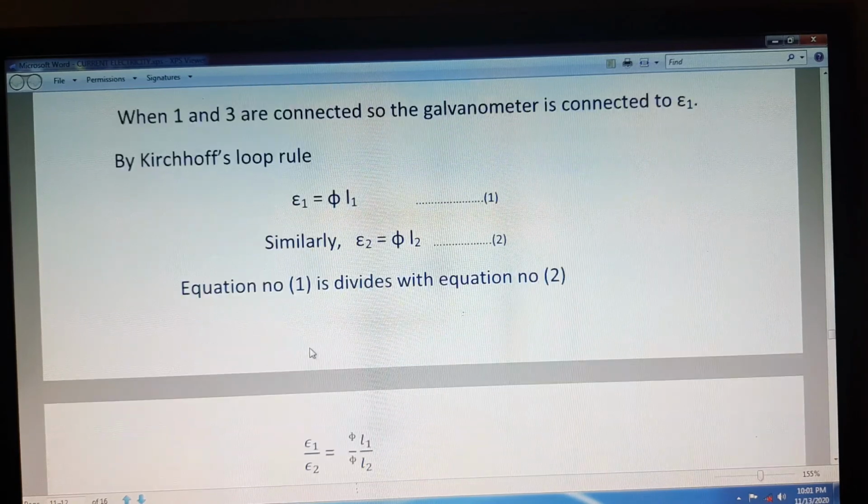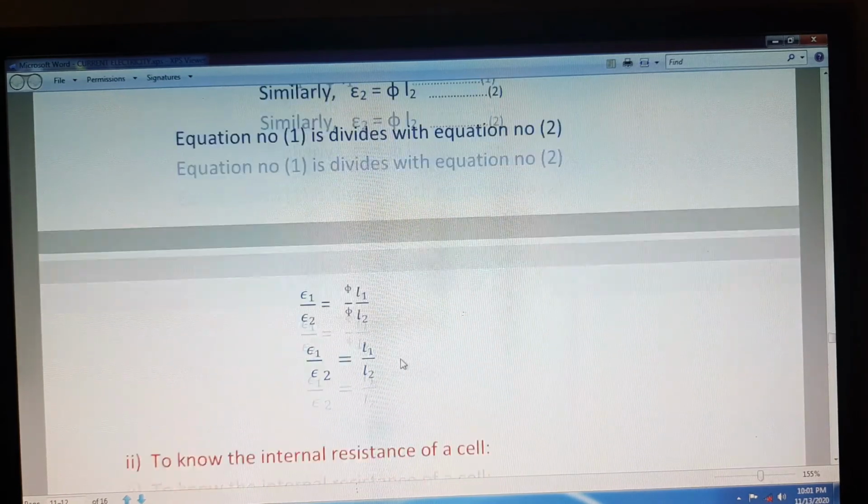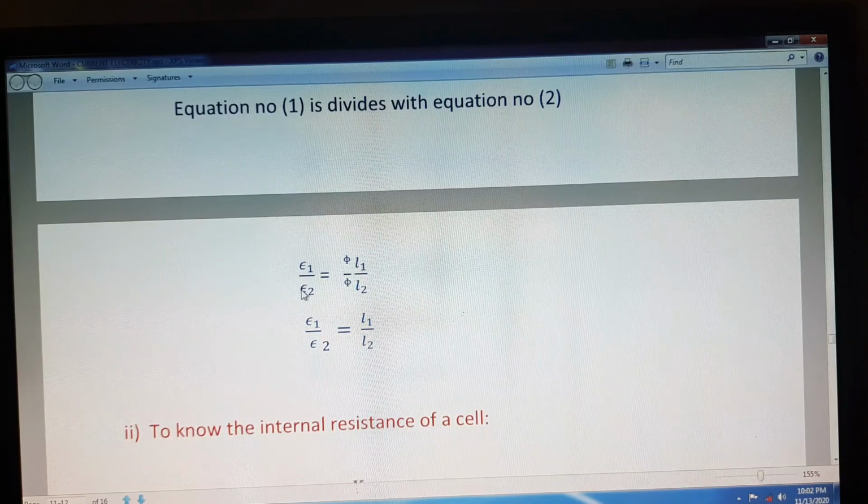Equation number 1 is divided by equation number 2. So epsilon 1 by epsilon 2 is equal to pi L1 by pi L2, where pi will be cancelled. So epsilon 1 by epsilon 2 is equal to L1 by L2. This is the equation to compare the electromotive force of two given primary cells.